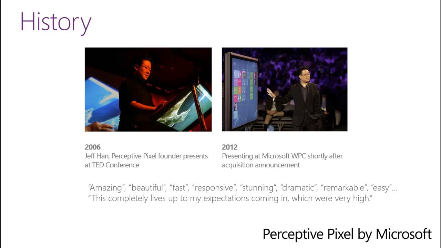At WPC? Okay. If you've seen CNN and John King's Magic Wall, that's a PPI device. So the history of Perceptive Pixel, they have a lot of experience in the broadcast industries and in defense. Because those two industries in particular, as well as medical and oil and gas, have to have good quality responsive stuff.